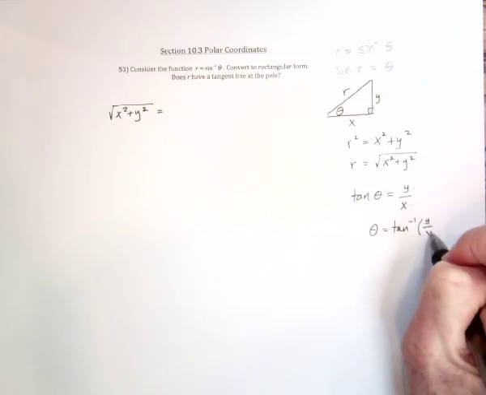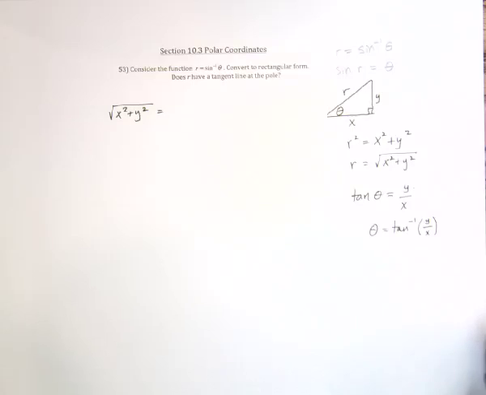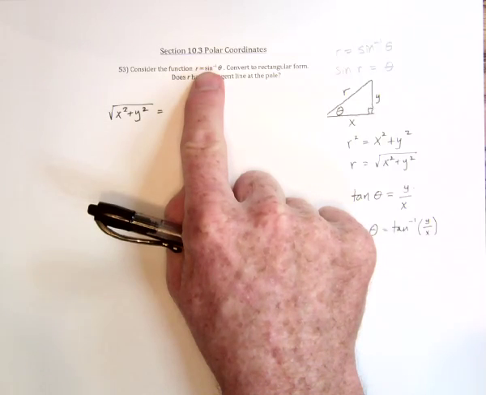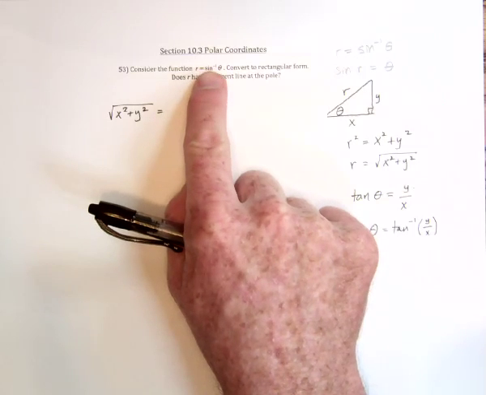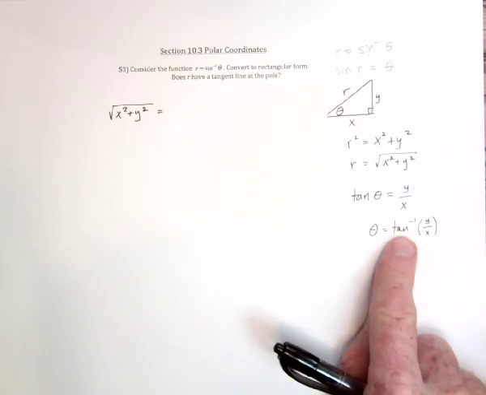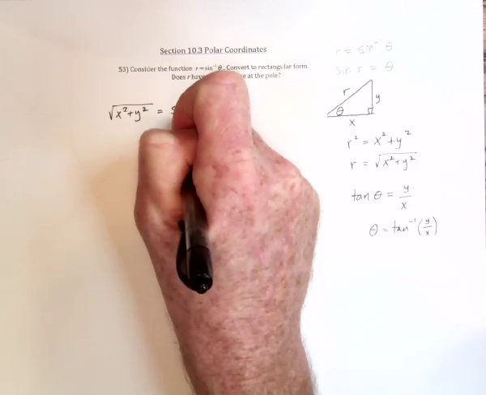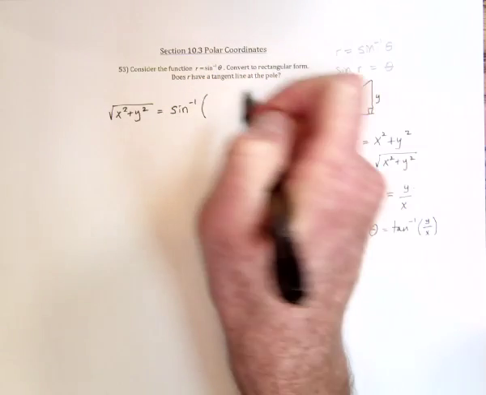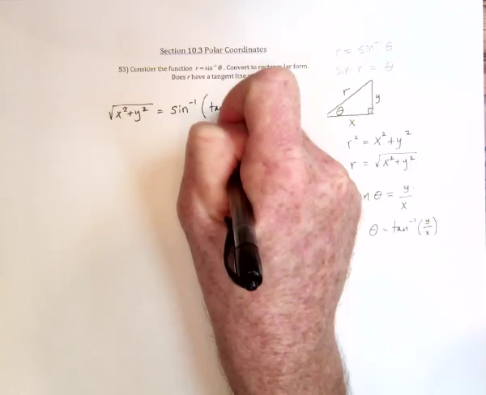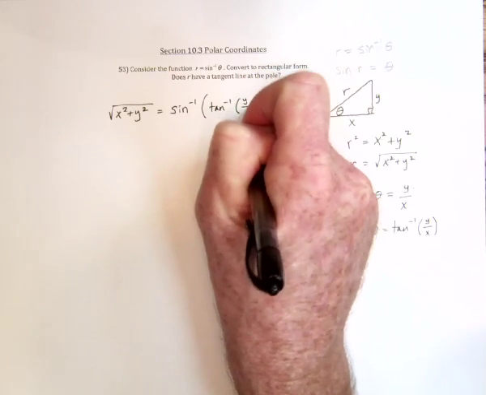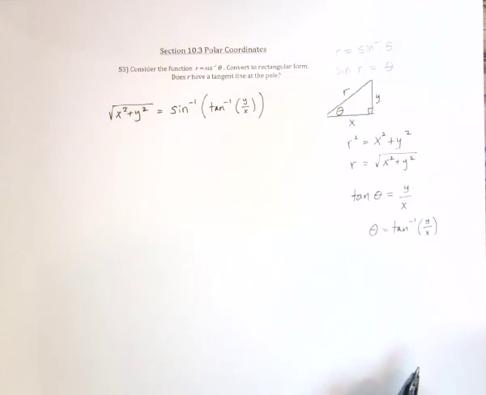Usually I try to avoid using the inverse trig functions when eliminating parameters or converting to rectangular form, but I really don't have a choice because that's what we're working with. So now this theta can be replaced with tangent inverse of y over x, so we would have sine inverse of tangent inverse of y over x. That's ugly, but I don't really have a choice.